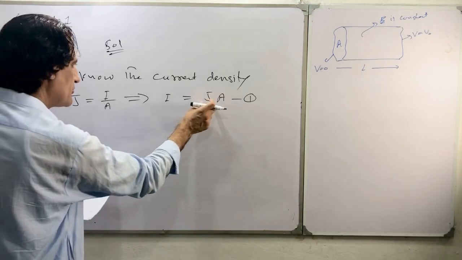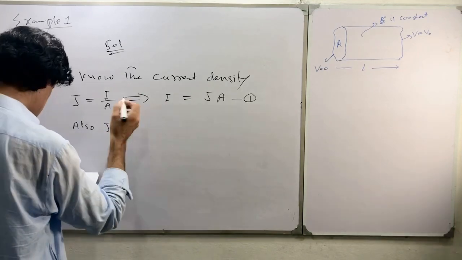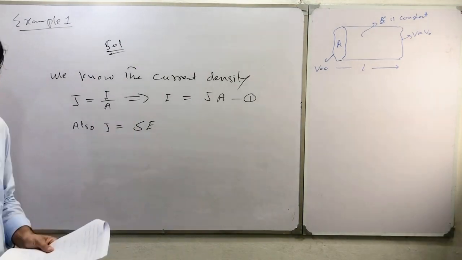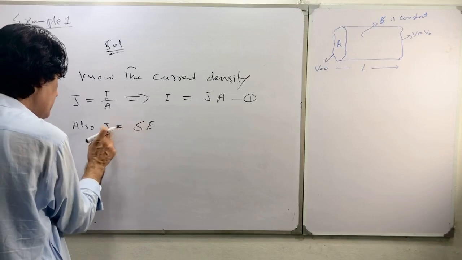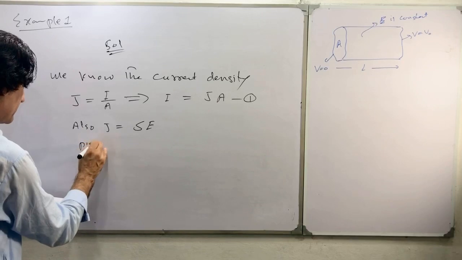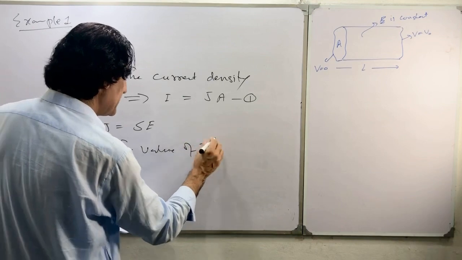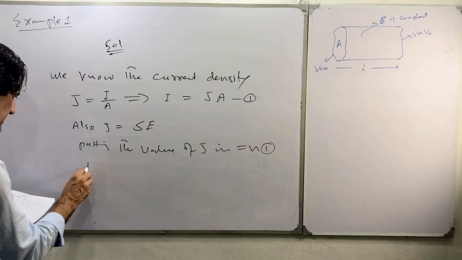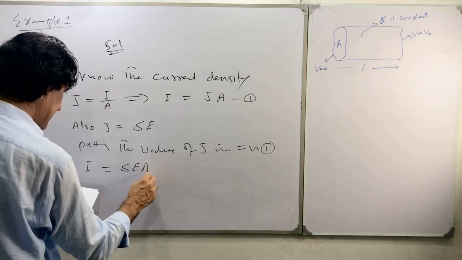And then we also know the current density, J, is equal to sigma E. This is Ohm's law. So J is equal to sigma E. Putting the value of J in equation 1, then we can get I, which is equal to sigma E A.